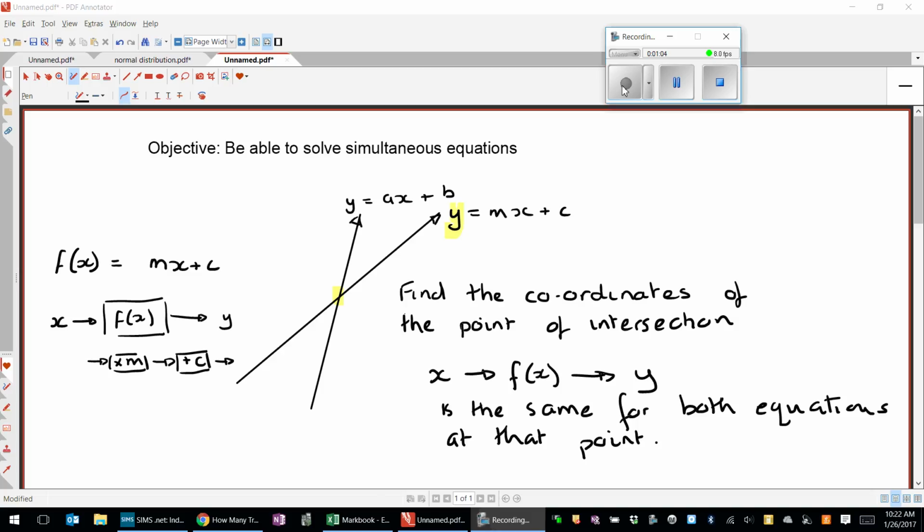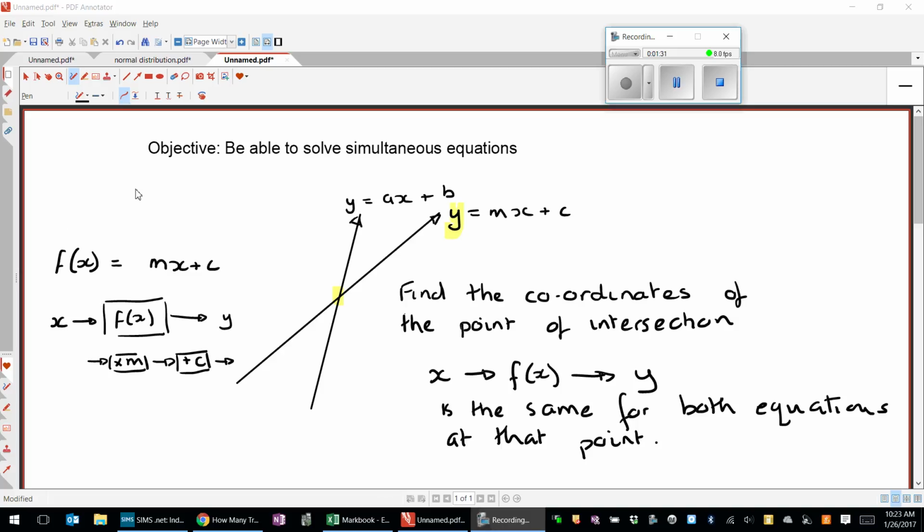So I use this notation, which you will get to see more and more. Function notation just means the function that is applied to x. So in this case, it's x times m plus c or x times a plus b. That's all it means. So nothing too fancy, and we won't actually use it much more at the moment. I just wanted to introduce that to you.